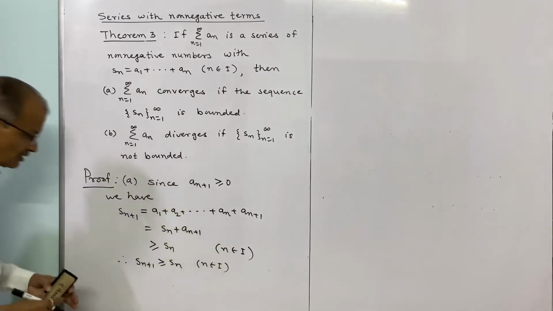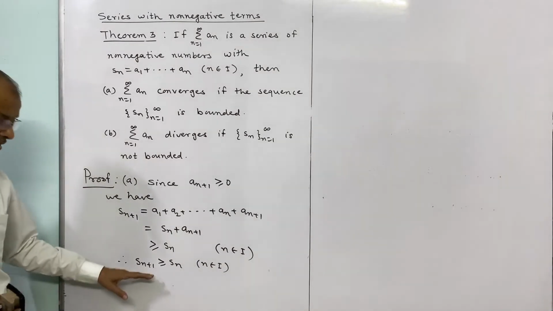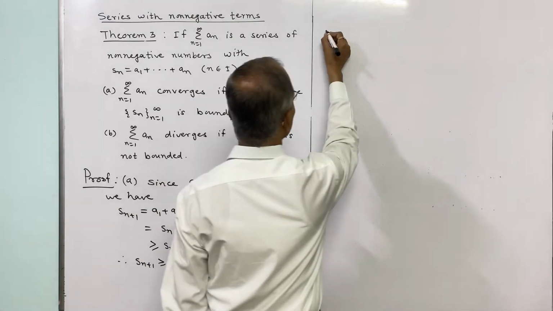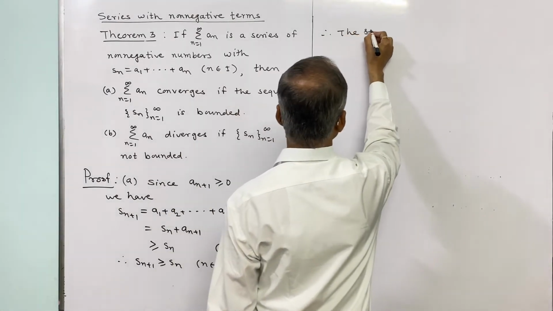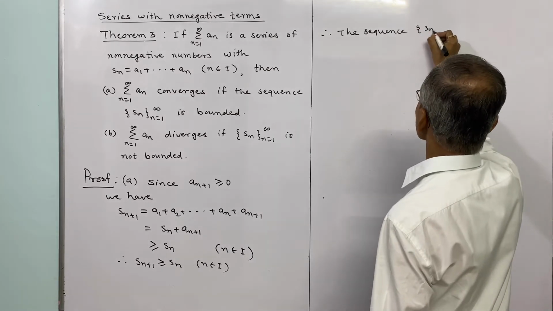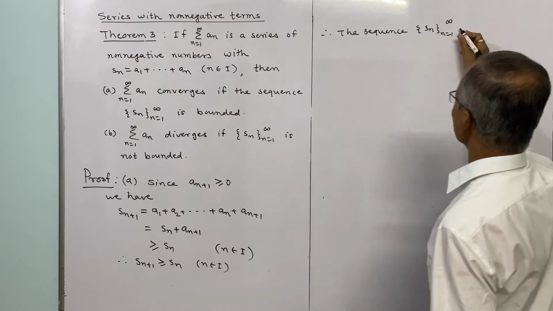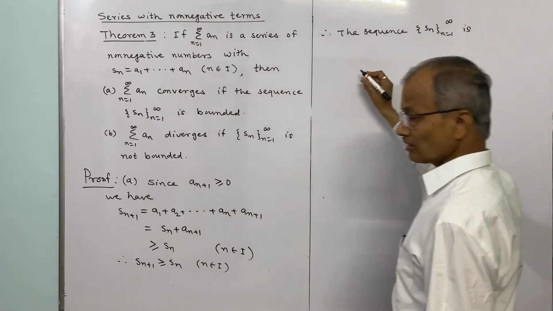What this suggests is that the sequence Sn is non-decreasing. The terms are increasing. So the sequence Sn, as n takes values from 1 to infinity, is non-decreasing.